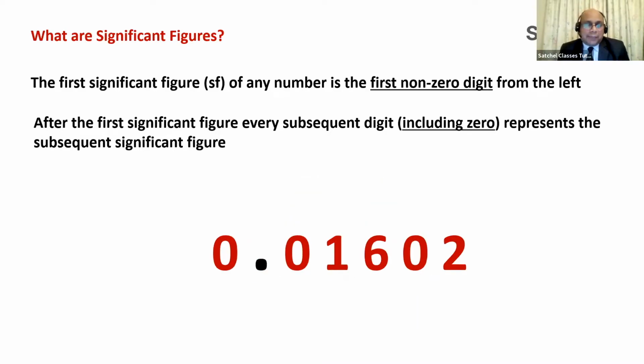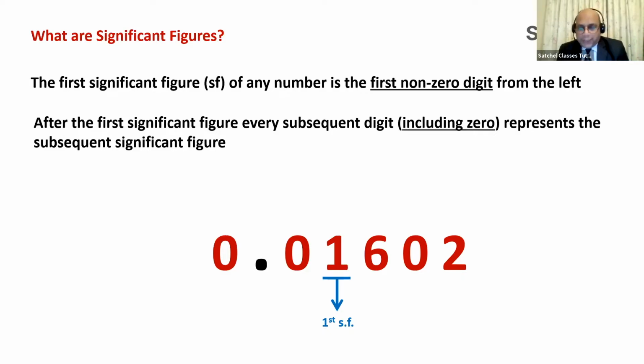Let's take one more example, a decimal number, 0.01602. Which is the first significant figure? As it says, the first significant figure is the first non-zero digit from the left. The first digit from the left is 0, then we have a decimal, then we have one more 0. So these two zeros cannot be considered as the first significant figure. The first significant figure then will be 1, right? Because that's the first non-zero digit from the left.